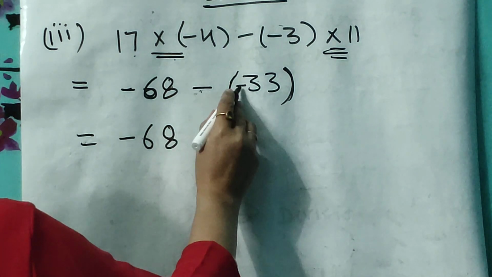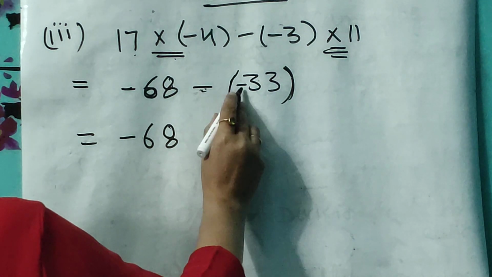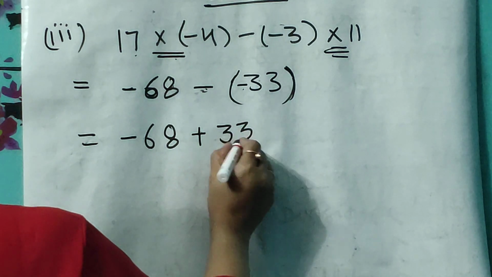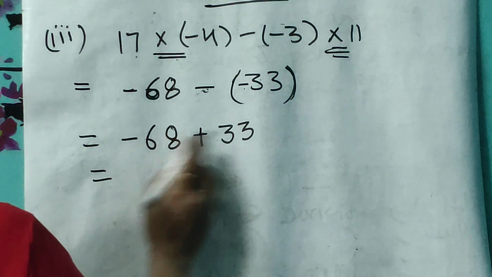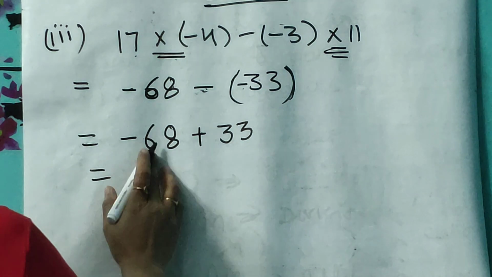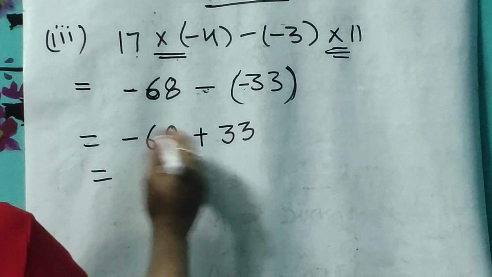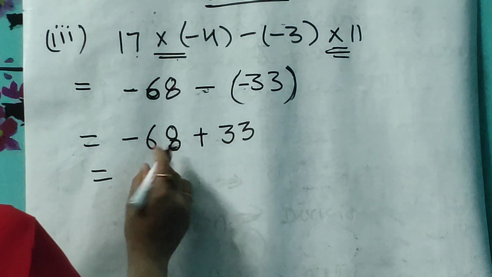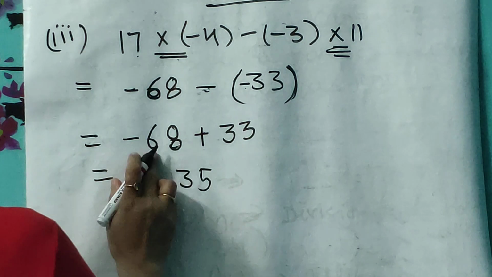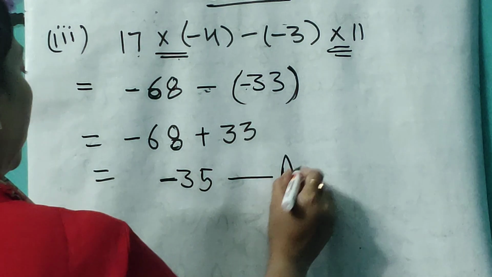This minus is multiplied with this minus. So minus into minus will become plus. So it is plus 33. Now one is a positive integer and one is a negative integer. When one integer is positive and another is negative, we subtract and put the sign of the greater integer. So which is greater in numeric value? On subtraction we will get 35, and since the negative integer is bigger, we will write minus. So the answer is minus 35.